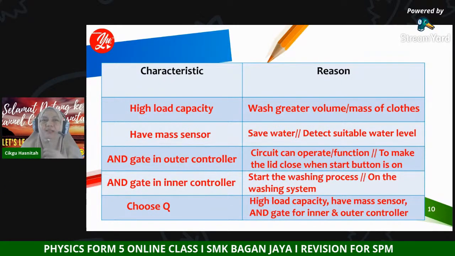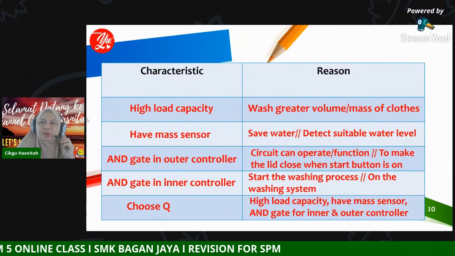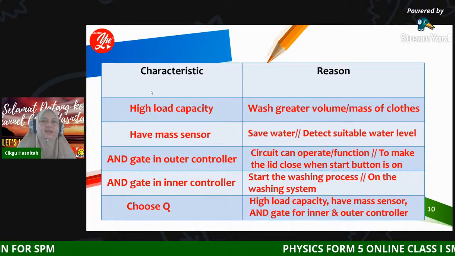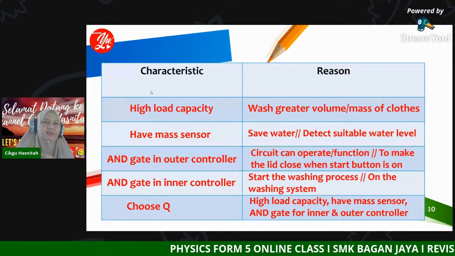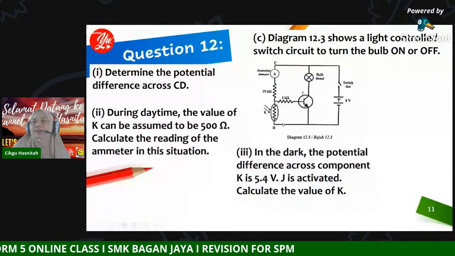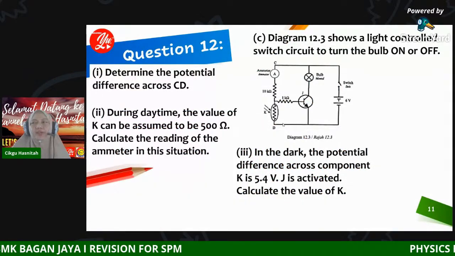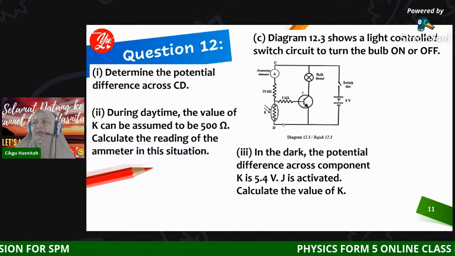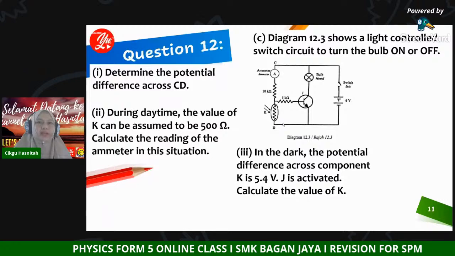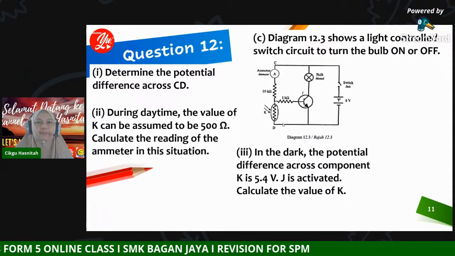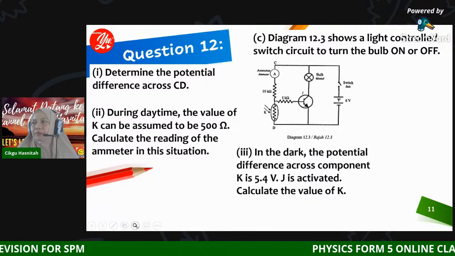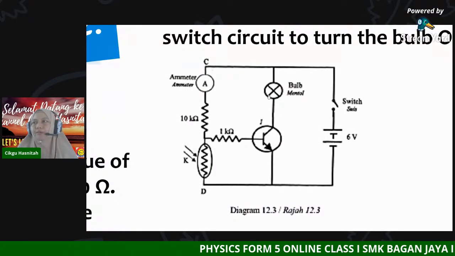Okay, class. So that goes for question 12. You can screenshot this answer and then you can refer back to it. Alright. Okay, next. Question C. Now you're given diagram 12.3. It shows a light control switch to turn on or turn off the bulb. So I zoom the diagram for you. Okay, this is diagram 12.3.